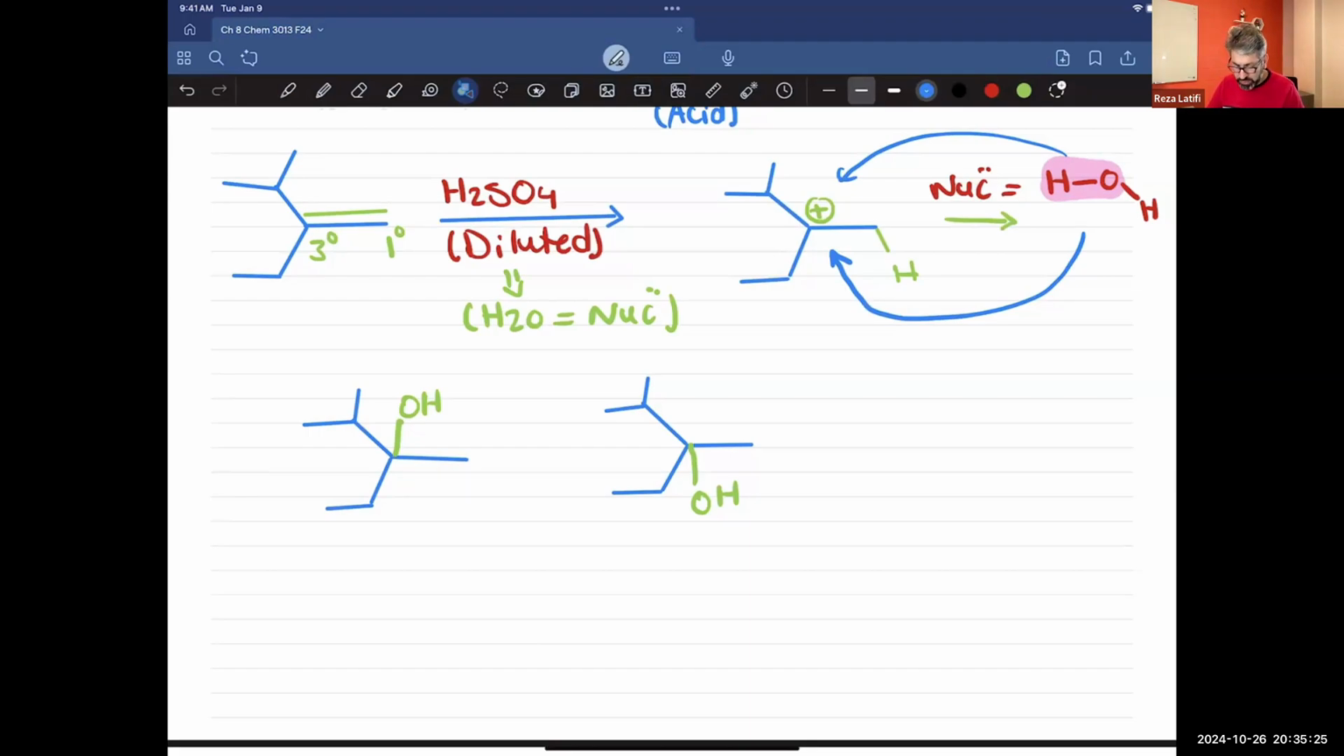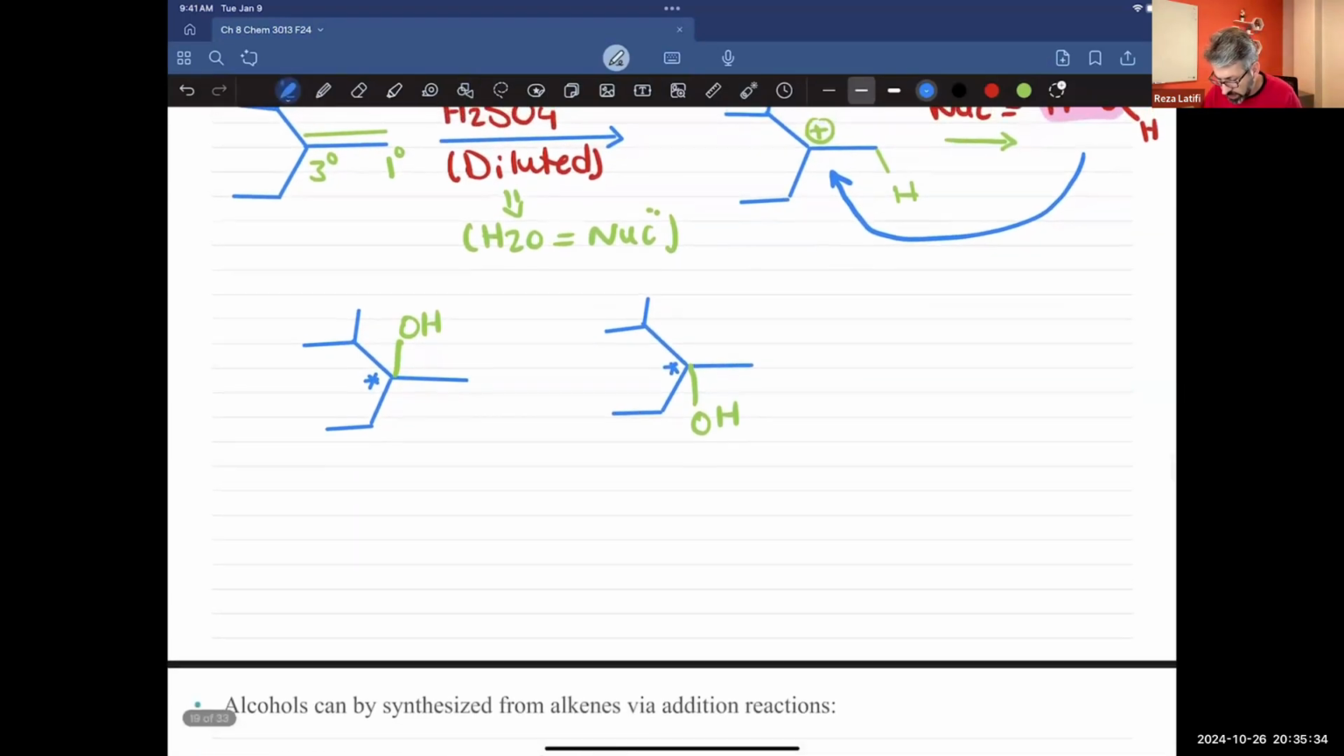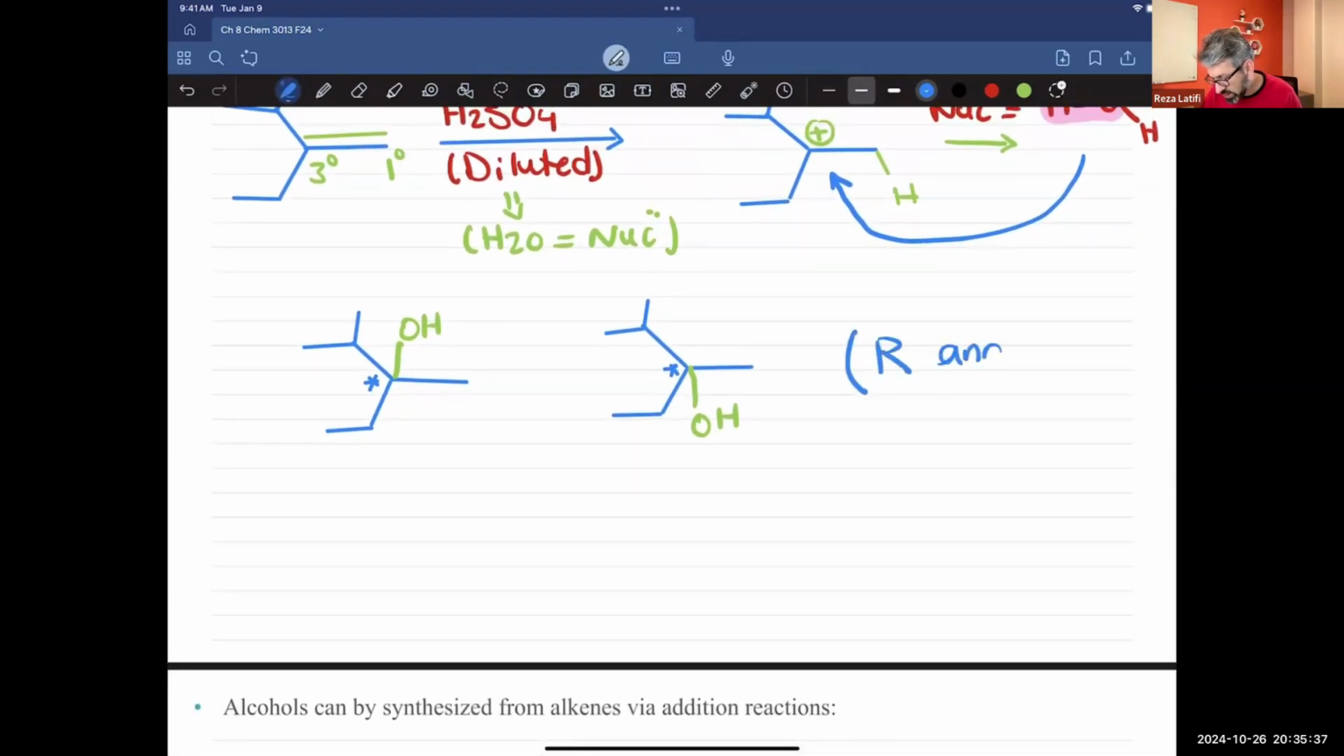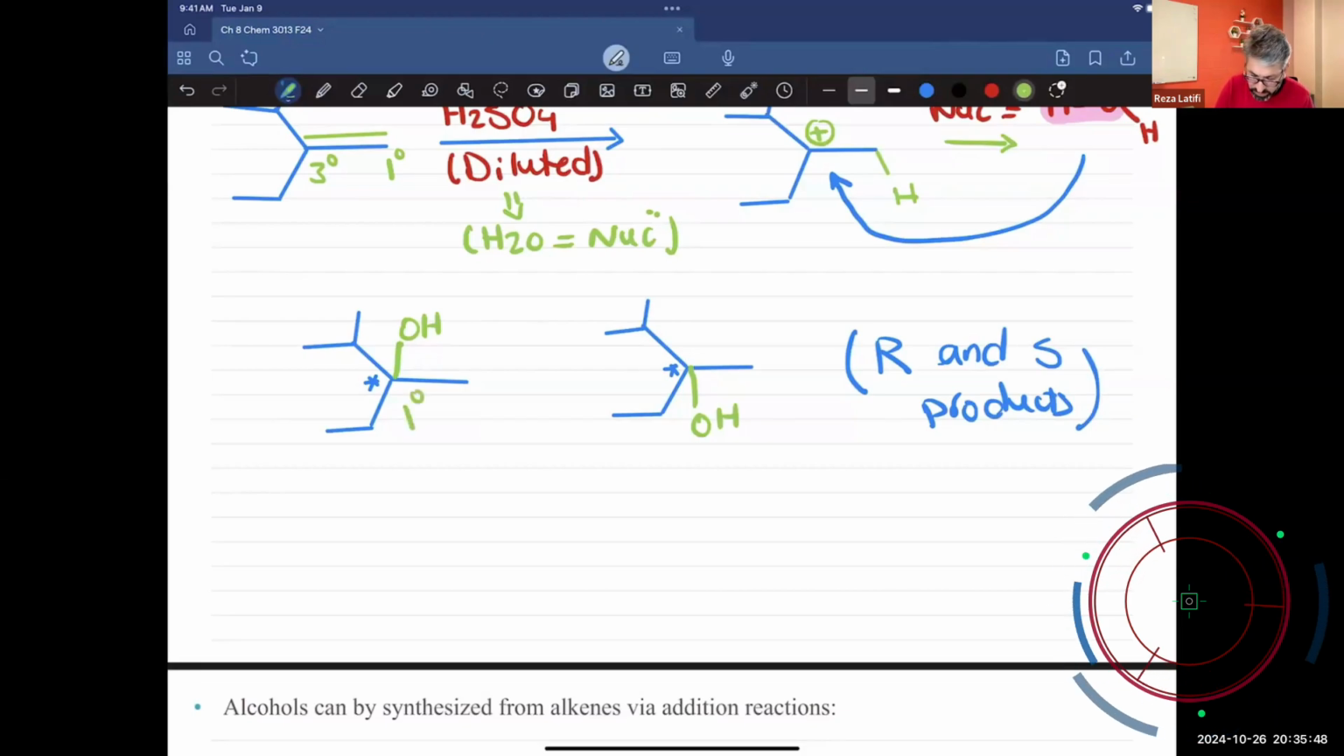Now, because I have 4 different substituents attached to this carbon, that carbon is going to be a stereo center. And so I'm going to say the reaction will give me R and S product. And our alcohol is attached to a tertiary carbon, so it will be a tertiary alcohol.